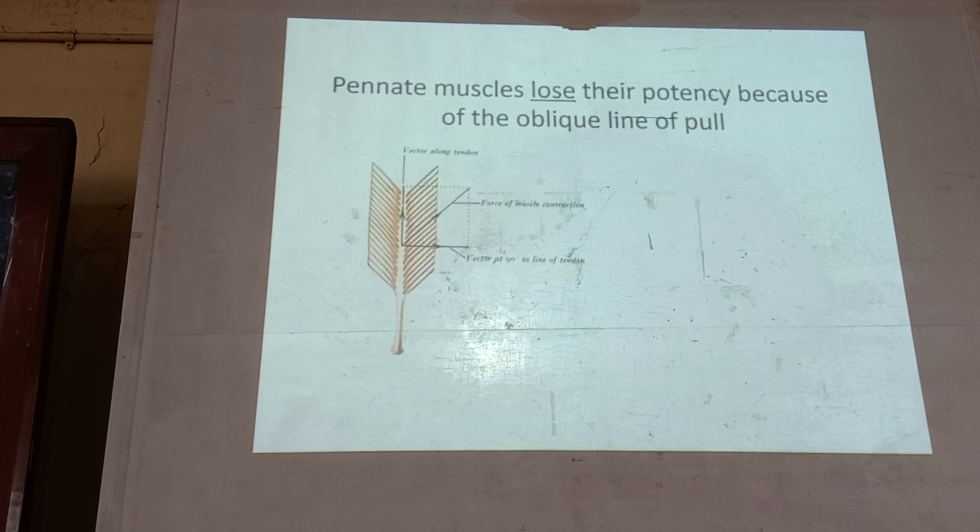We have already discussed this yesterday. The angle between line of muscle pull and the line of tendon is less than 30 degrees and cos of 30 degrees is more than 0.9. They don't lose their potency much. 10% maybe. Pinnate muscles.